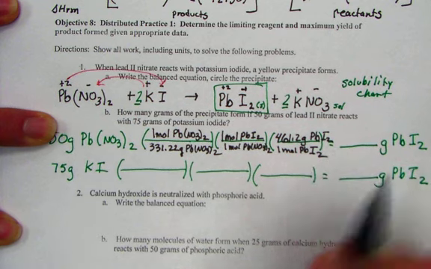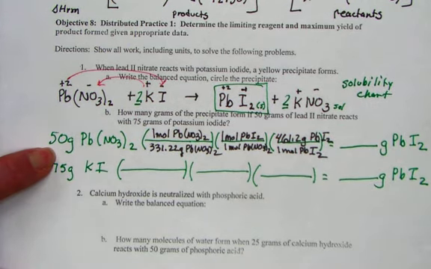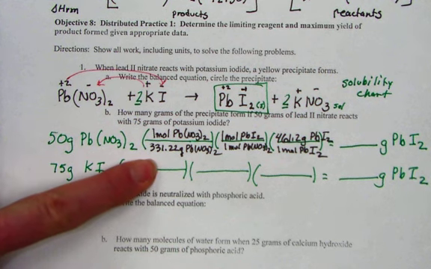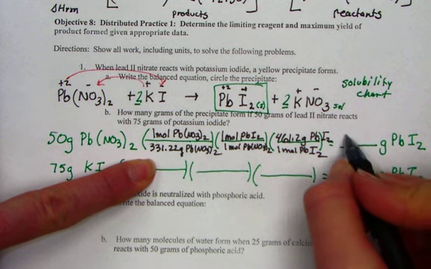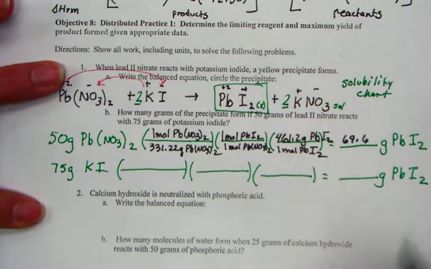PbI2. Starting with 50 grams, I have 50 grams divided by 331.2 times 1/1 times 461.2. This answer, 69.6 grams of the lead iodide. We'll do the same strategy and then compare.